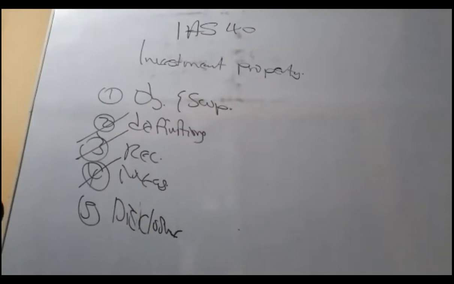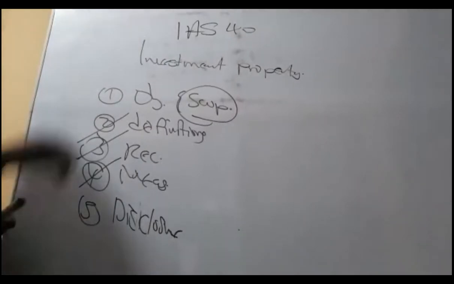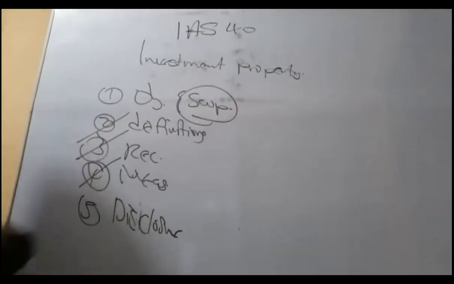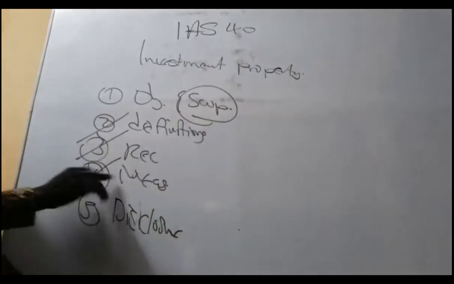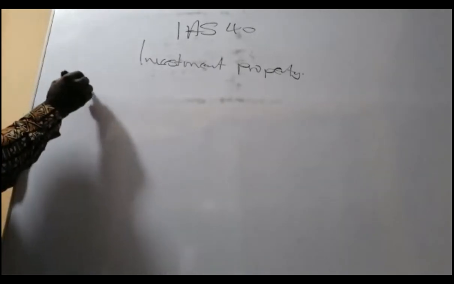Objective of IAS 40: to prescribe the correct accounting treatment of investment property. Then scope. It covers all investment property except those covered in other standards. Then definition. So let's define investment property, come to recognition, come to measurement, and then we are done. Now, the definition of investment property is very long. So I'll break it into components. If you combine all of them together, then we form the definition.